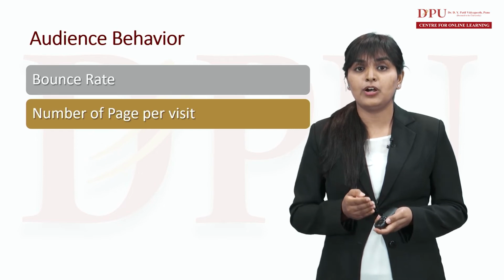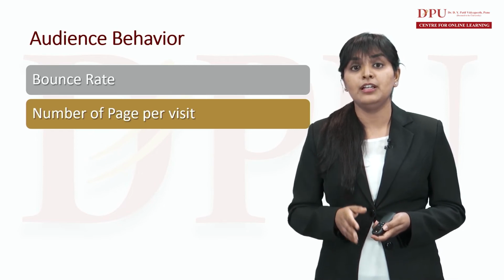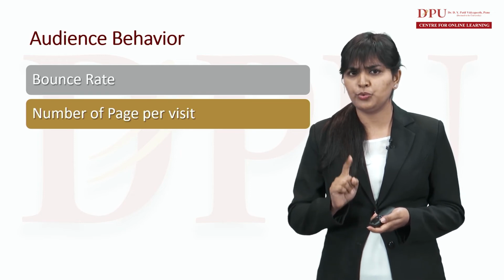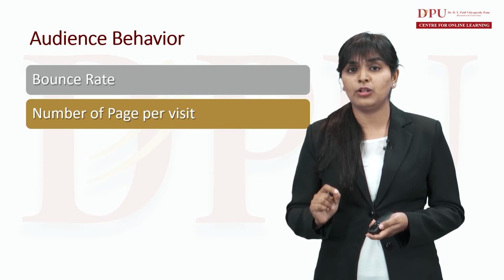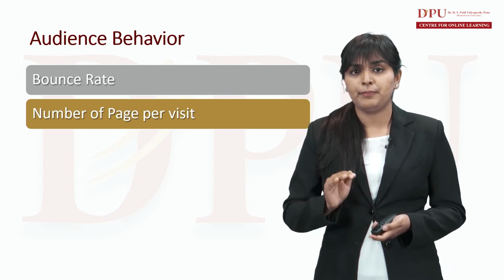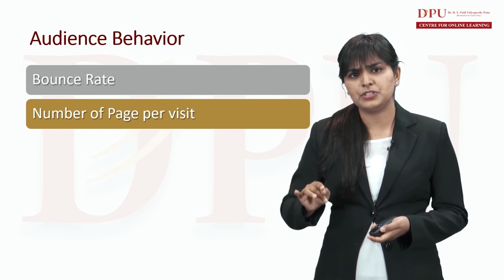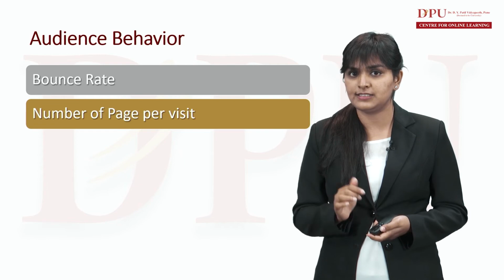Number of pages per visit. You might have 10, 11 pages, and for you as a business even a single page makes a lot of sense. But you get an idea from pages per visit, of those 11 pages, which page is working more. Through this, you get an idea what kind of audience is coming to you.